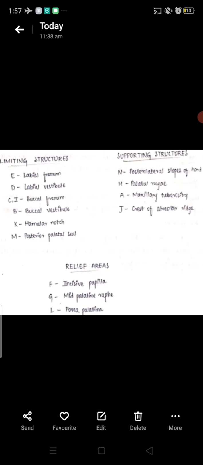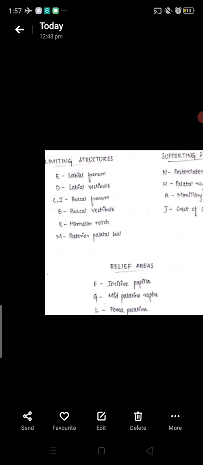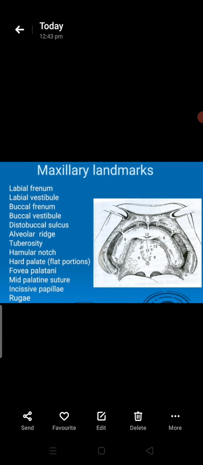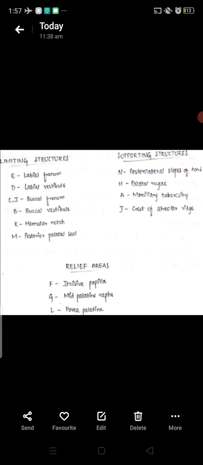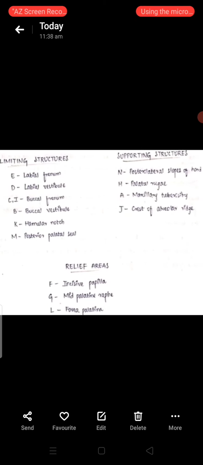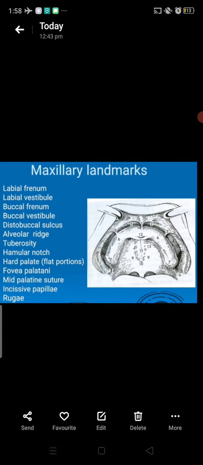Now come to the buccal area. In the buccal area limiting structures, there is the buccal frenum, which is marked by number 3, and next is the buccal vestibule, which is marked by number 4. These are the buccal limiting structures. Now come to the posterior limiting structures. In the posterior limiting structures there is the hamular notch. Second is the posterior palatal seal.